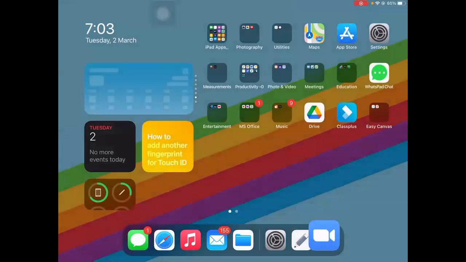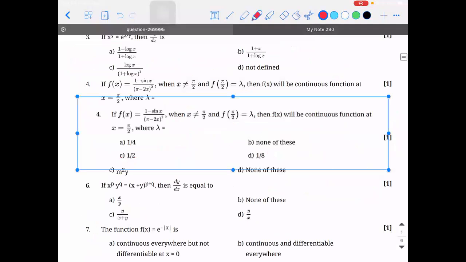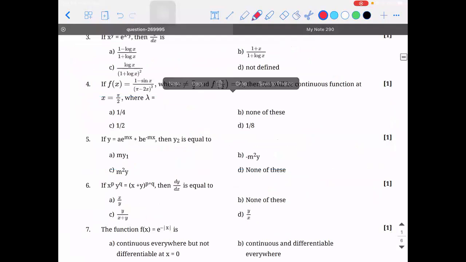Other steps, did you guys understand? See, what I did is limit x tends to 0, sin x by x is 1. Since here it is t by 2, here also I need to have t by 2 because it's a square. That is why I wrote it as t square by 2 into 4. So this has come. Answer is 1 by 8. Do we have an option? 1 by 8. Yes.